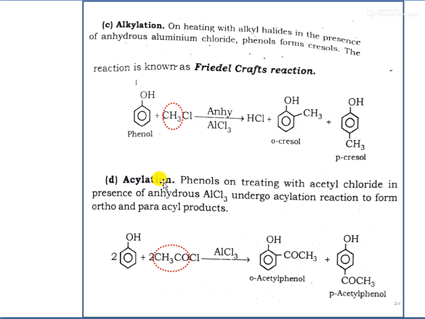And in the acylation reaction, the reagent is CH3COCl, an acyl chloride. Again the catalyst is the same, and this acyl group is substituted either at the ortho or para position. So this is the Friedel-Crafts acylation reaction, and the first one was the Friedel-Crafts alkylation reaction of phenol.